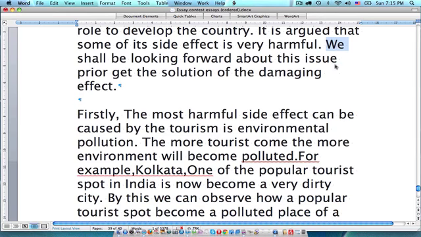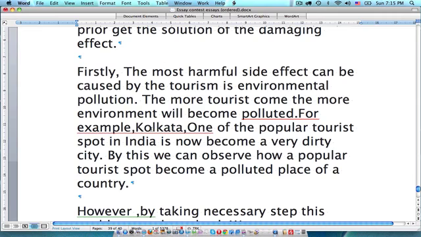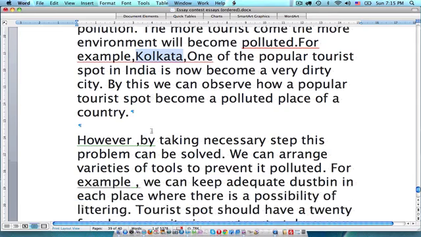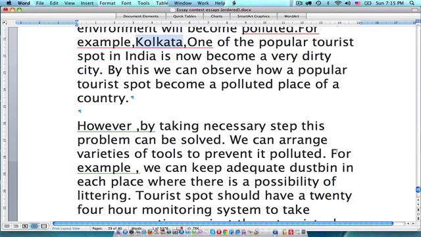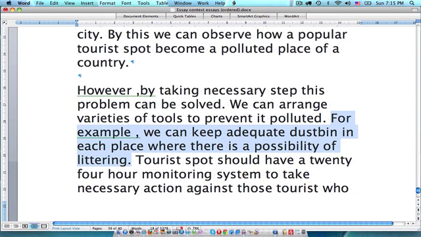And for your examples, so here you shared Kolkata, which is good, but the other examples, like for example, we can keep adequate dustbin in each place where there is a possibility of littering. This is not very specific. I don't know where you're talking about. You're just kind of generally talking about a place. I don't know which place that is, and you're talking about putting dustbins there. So I'm not sure what's going on there.